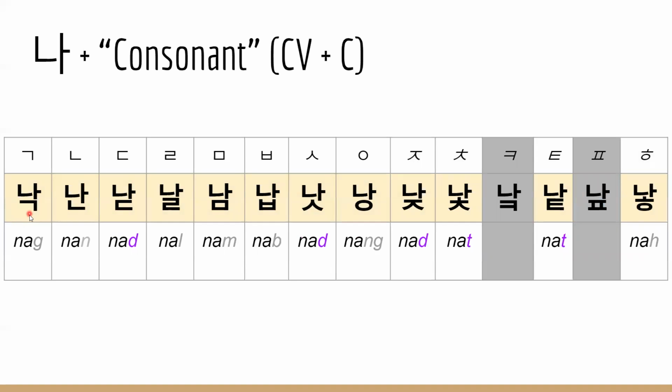Last week, we learned these letters in the CVC form. They were combined with na, CV, and another consonant. Nak, 낙, nan, 난, nat, 낫, nar, 날, nam, 남, nap, 납, nut, 낫, nang, 낭, and na, 나. So just a reminder that these gray areas are words or letters that are rarely used.